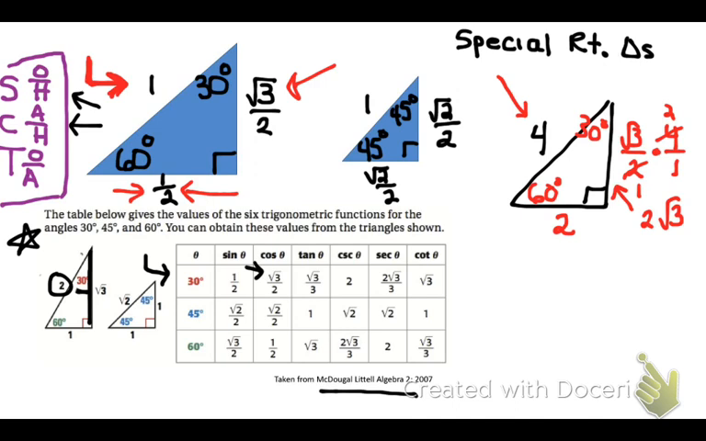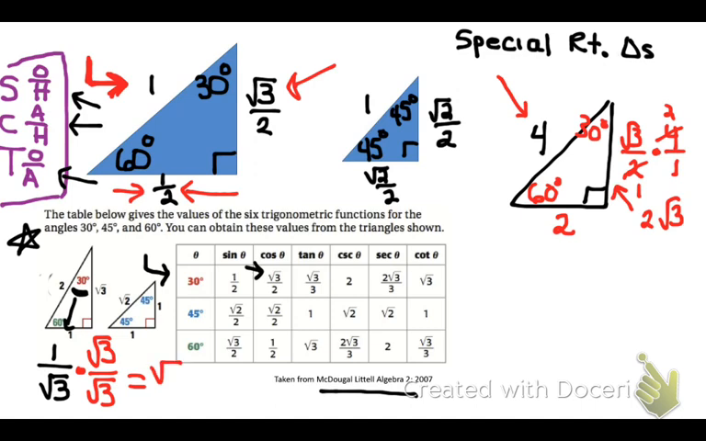Now we're going to take a look at tangent 30 degrees. So tangent 30 degrees, coming off of 30 degrees, tangent says that it's opposite. So side opposite is 1 over adjacent, which is square root 3. But if you remember, we need to rationalize the denominator. We don't want to have a radical in the denominator, so we have to multiply the numerator and the denominator by square root 3.